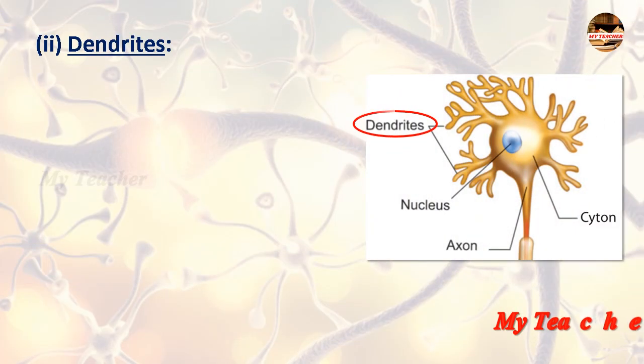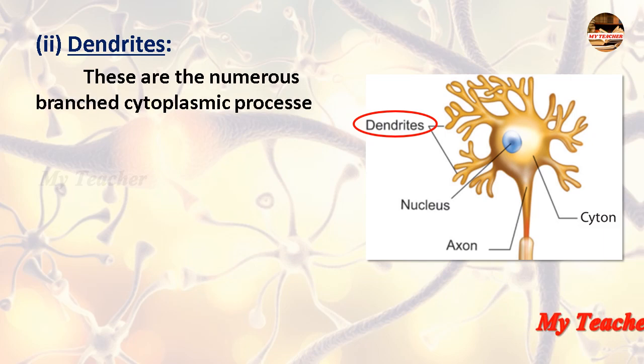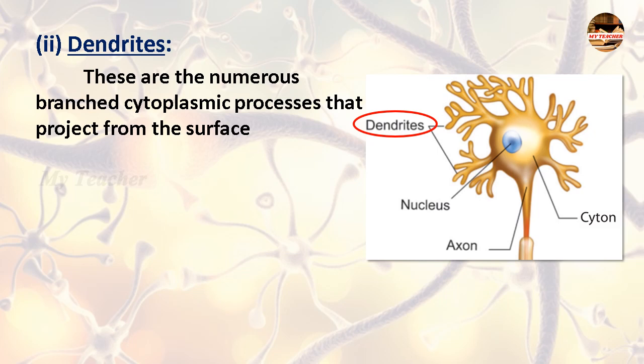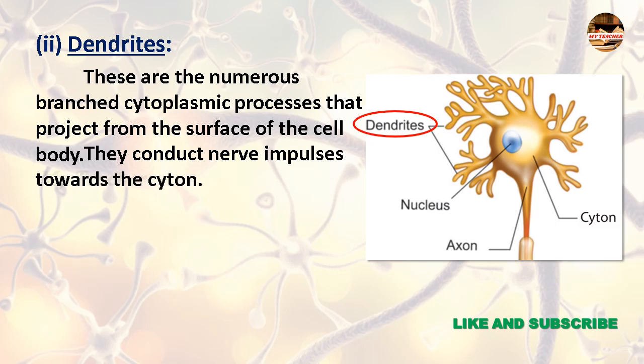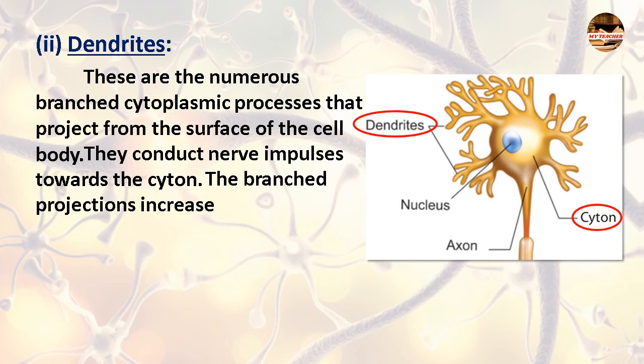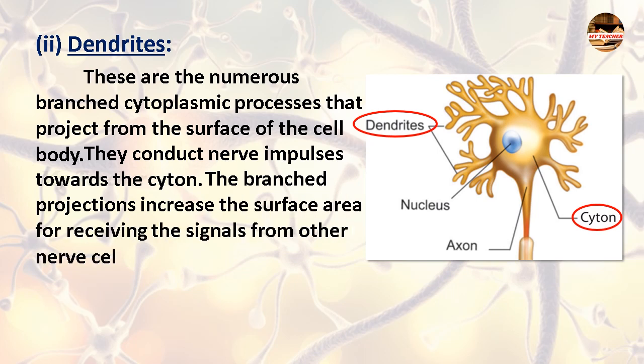Second one, dendrites. These are the numerous branched cytoplasmic processes that project from the surface of the cell body. They conduct nerve impulses towards the cyton. The branched projections increase the surface area for receiving the signals from other nerve cells.